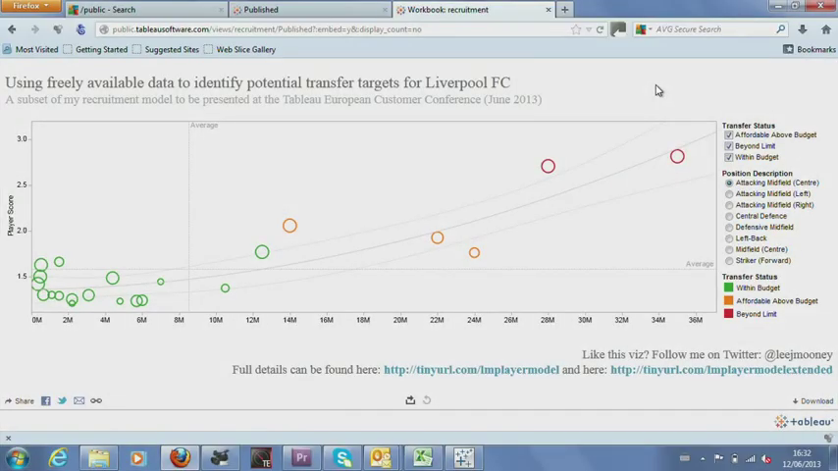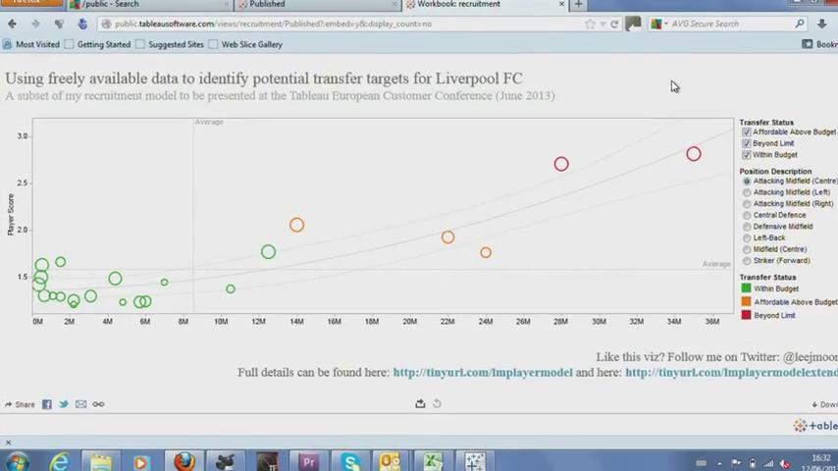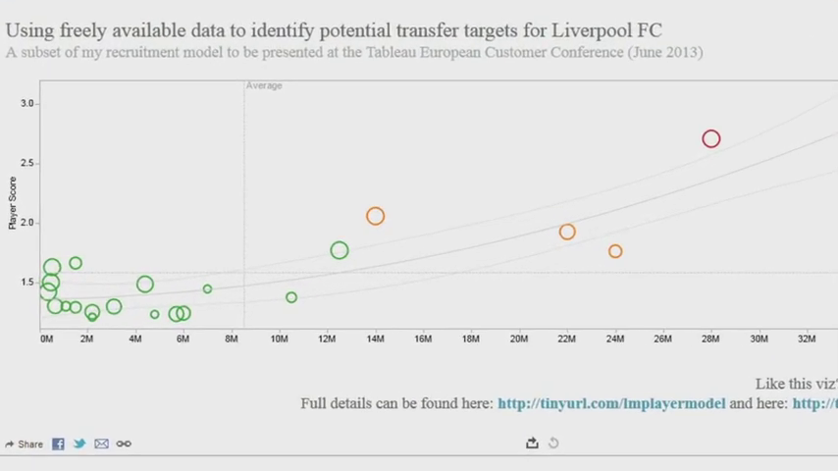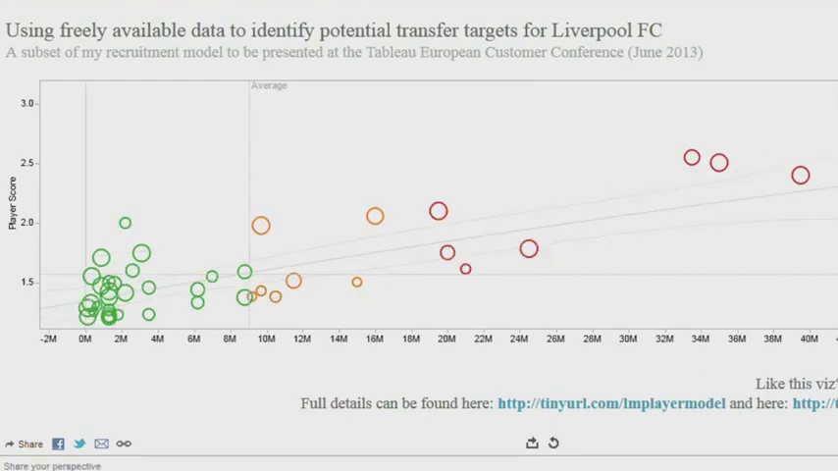This is a sample from the recruitment model that I've been working on, and what it allows you to do very simply is look at the talent pool from the perspective of their players' market value or estimated market value, and their score using an index that I've used to essentially assess their career. And this is again based on Liverpool, based on the turnover level of £188 million.